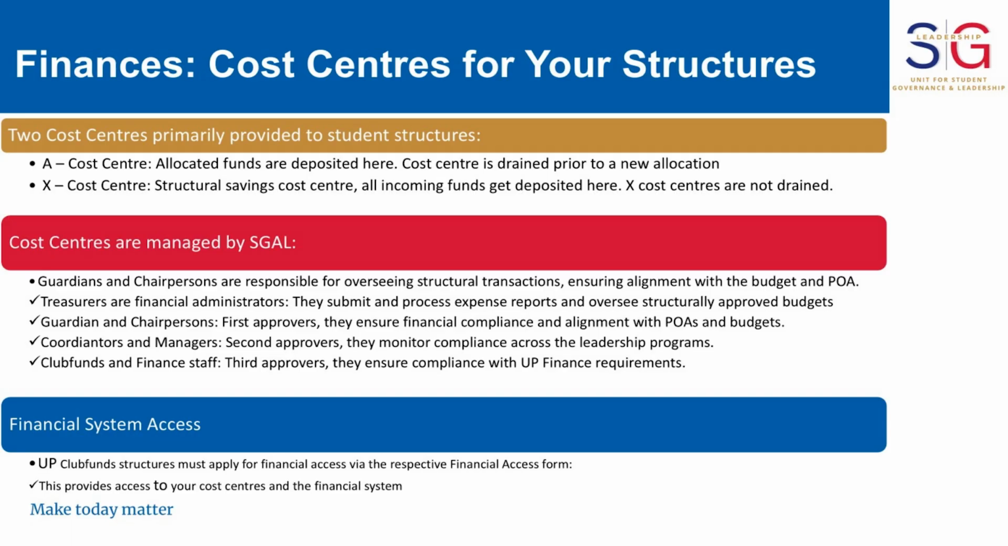An X cost center is sort of like your structural piggy bank. It's linked to your structure, but it never gets drained. All money coming into your structure should go into your X cost center. Best practice dictates that you spend funds in your X cost center once your A cost center has been depleted. Understanding which cost center your funds are assigned to is vital, because it dictates how those funds can be spent and how they need to be accounted for. The Executive Committee guidelines provide detailed definitions and rules for how each type of cost center applies to your specific structure, so make sure to check those out.